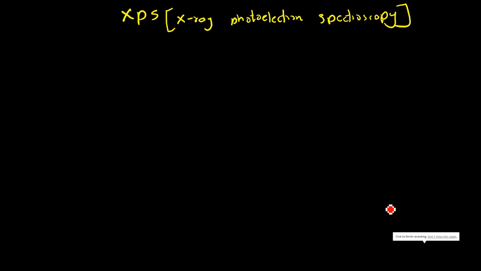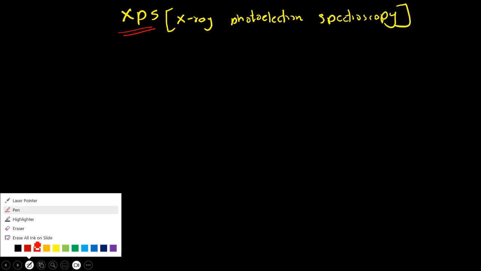Hello everyone, in this video we are going to talk about another very important analytical technique in surface chemistry, which is X-ray photoelectron spectroscopy. Normally we call it XPS. Now let me go through a quick overview of the technique, the principle, and then we can move into the instrumentation.